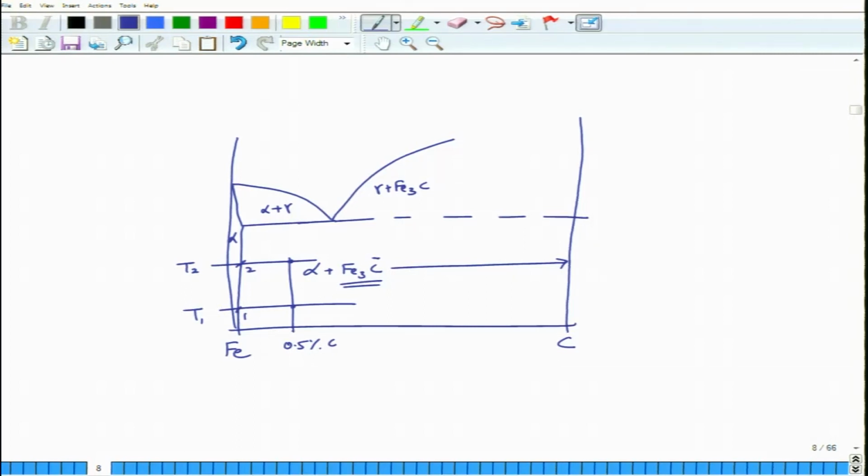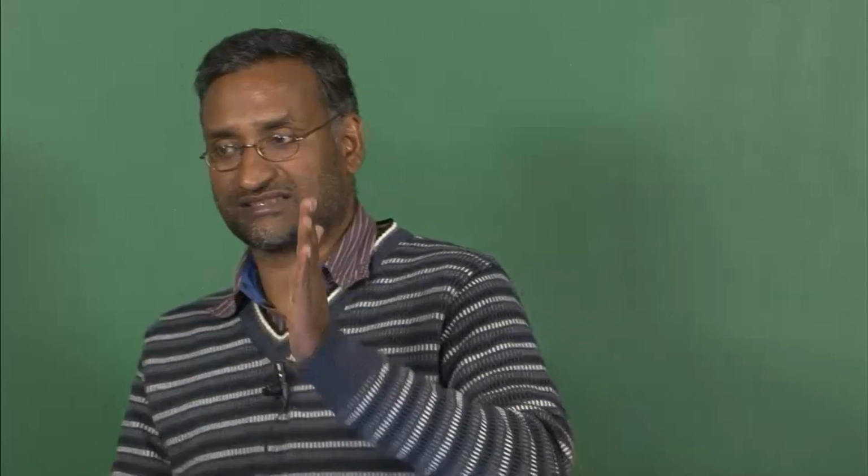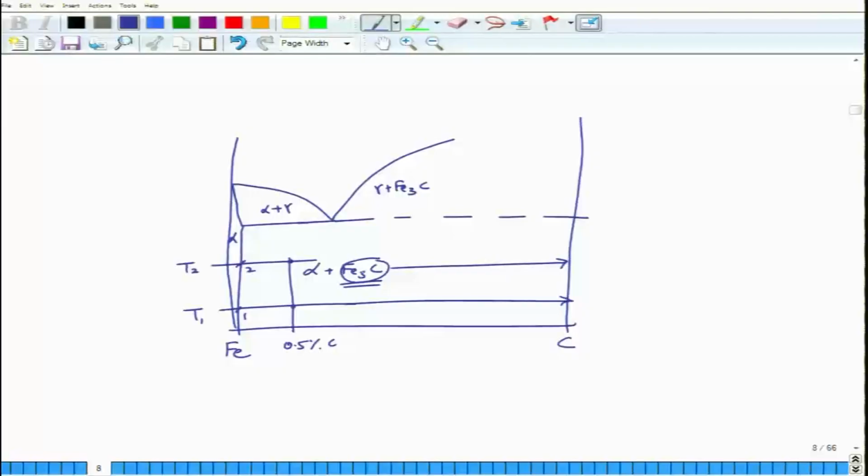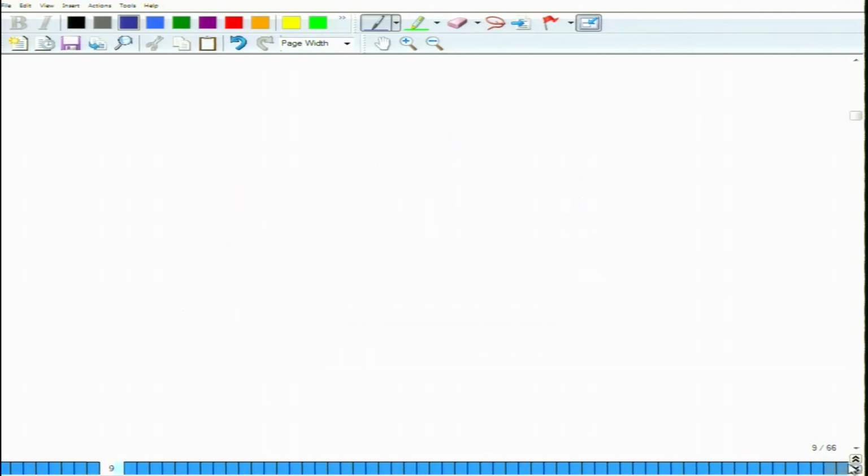But Fe3C has the same composition, which is determined by this vertical line, which is Fe3C. It's a line compound. Its composition cannot change because the composition is 3 iron, 1 carbon. The 3:1 ratio has to be maintained. So this is a line compound or an intermetallic compound.